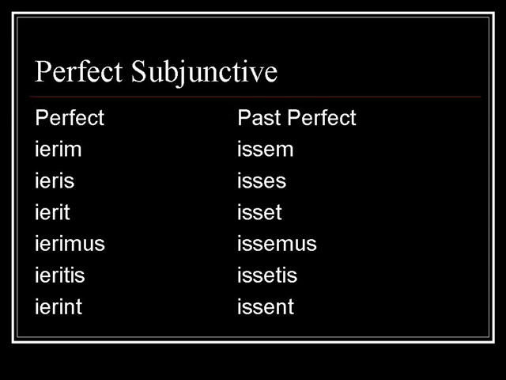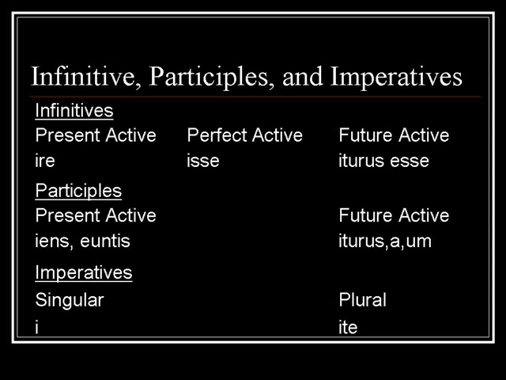The perfect and past perfect subjunctive follow the regular patterns. The perfect subjunctive looks just like the future perfect indicative, with the exception of erim instead of ero. The past perfect subjunctive uses the perfect active infinitive isse plus the regular endings.